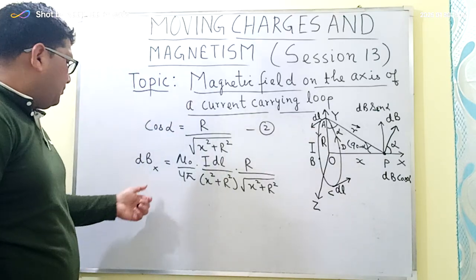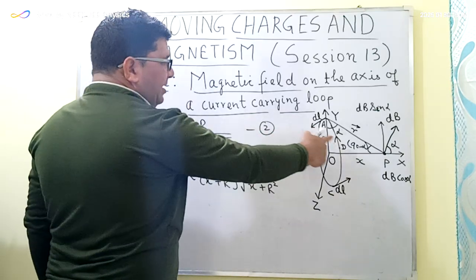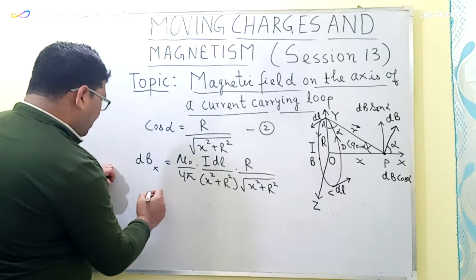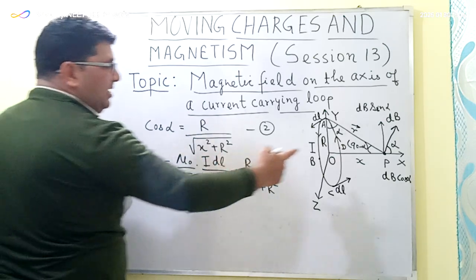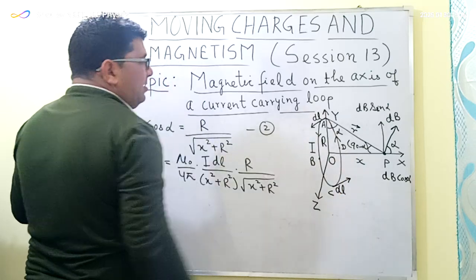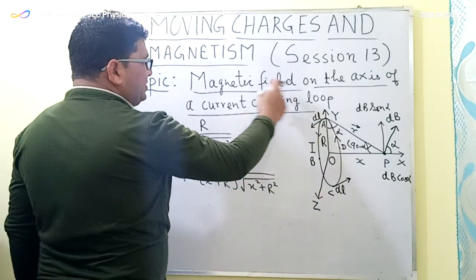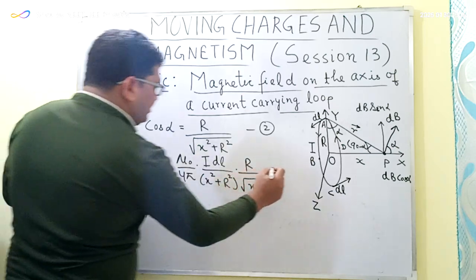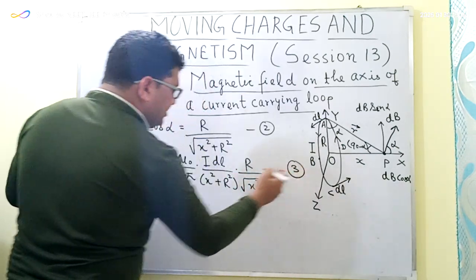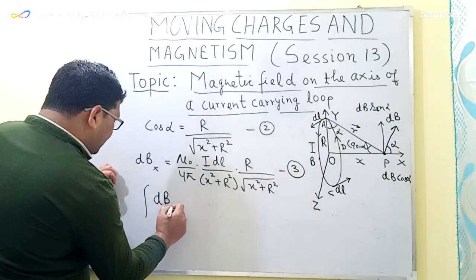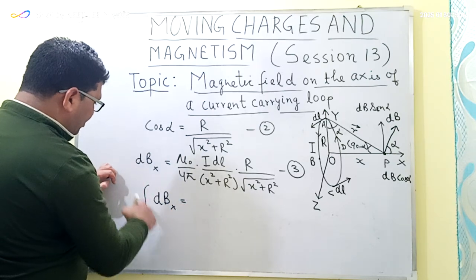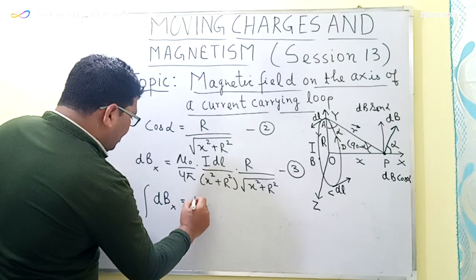So the net magnetic field at this point P, or you can say the total magnetic field at this point P due to all the conducting elements dl which make up this current carrying loop, can be found by integrating this equation. Say this is equation number 3. So by integrating equation 3, I will be getting the integration of dBx, say this is equal to B.